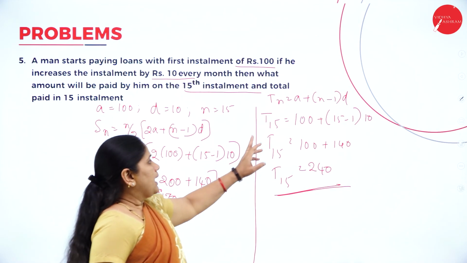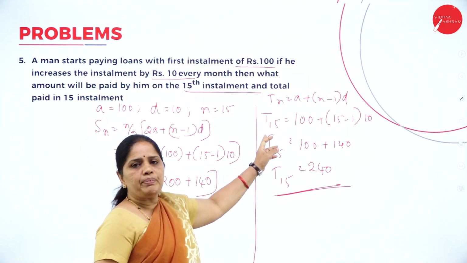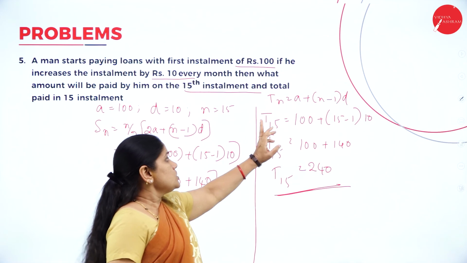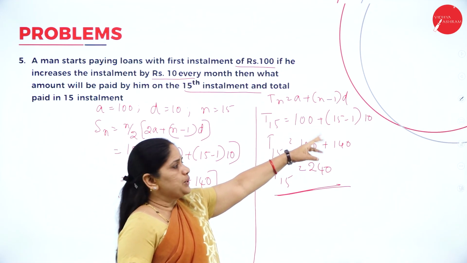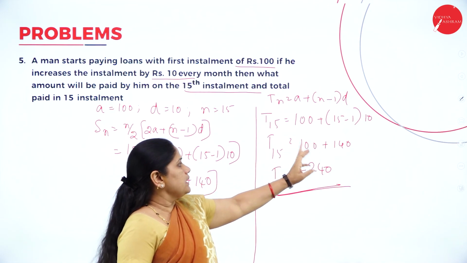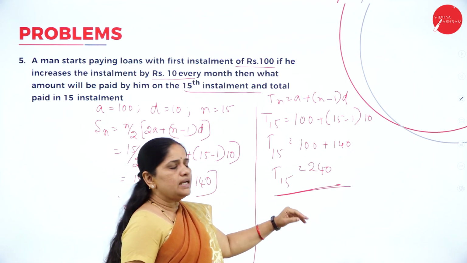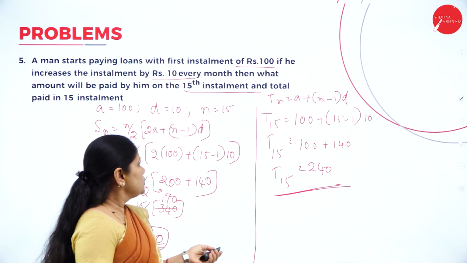Now I want the amount paid by him in the 15th installment. So T15 will be A plus n minus 1 into D. So or A plus 14D. So 100 plus 140. So T15 equals 240.